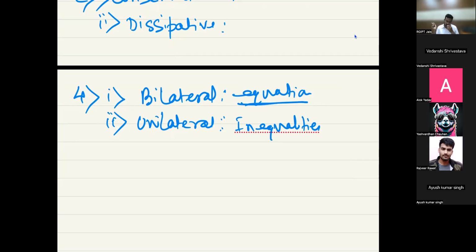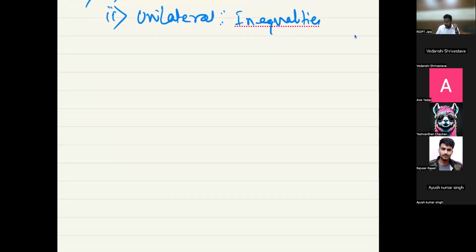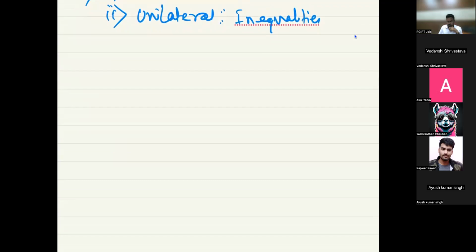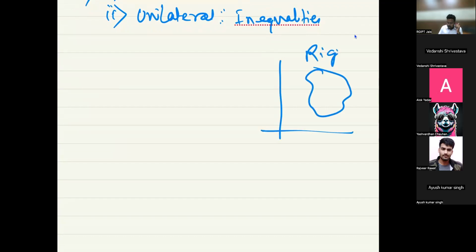I'll give you some more problems to work out. If you apply these rules to many problems, then you will be more familiar. What we can do is give you a system and ask you to classify the type of constraint involved in that case. For example, for a rigid body, we can ask you to classify the type of constraint in the rigid body in terms of these four classification methods.